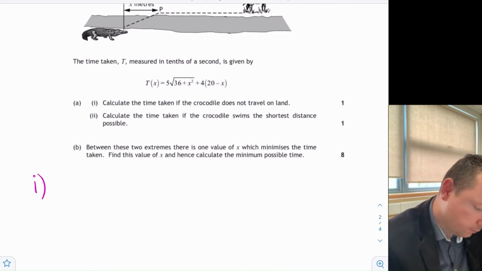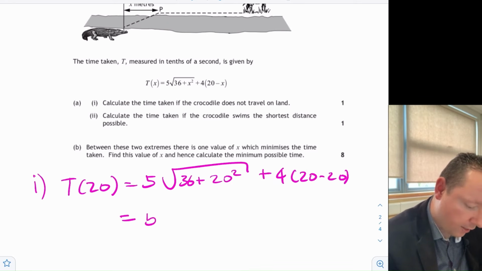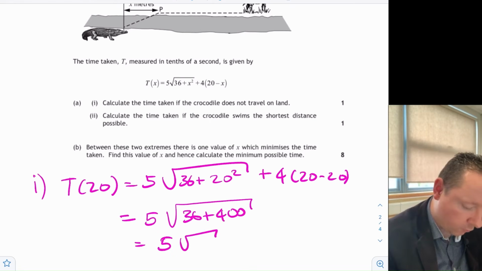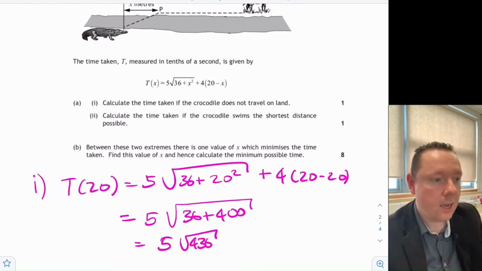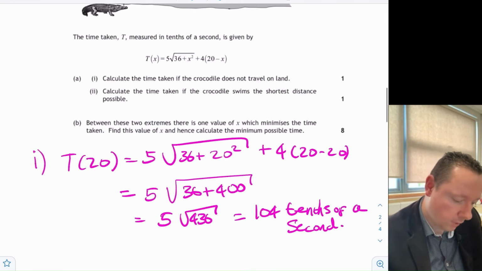So part 1, t of 20 is 5 root 36 plus 20 squared plus 4 times 20 minus 20. Well, that's 0. So that's just 5 plus the square root of 36 plus 400. And that equals 5 times the square root of 436. And once you get your calculator out, you do square root of 436, times it by 5, and you get 104. And just remember your units, it's tenths of a second. So that's part 1 done. Now let's look at part 2.